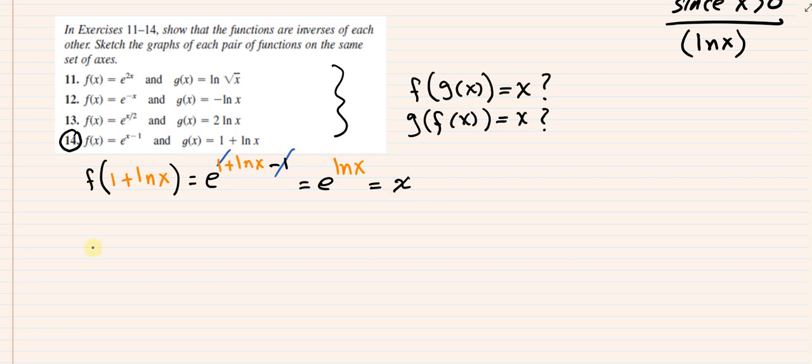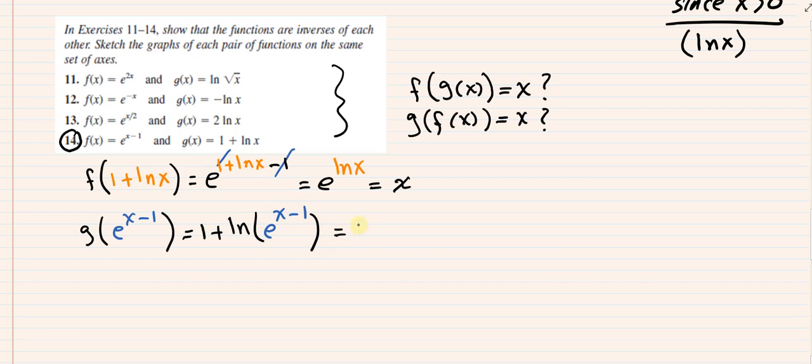There. So that's the composition in one direction. The composition in the other direction, g of f of x, that would be g of e to the x minus 1. And by that we mean, in the g function, we have 1 plus natural log of x, which is now e to the x minus 1, right?